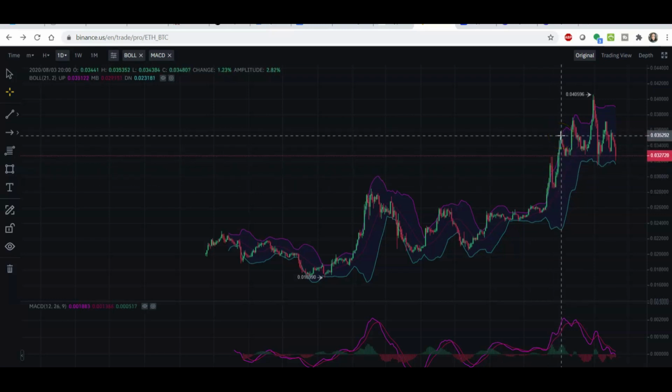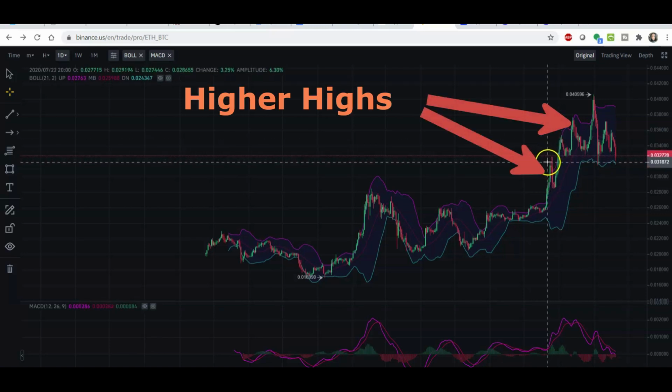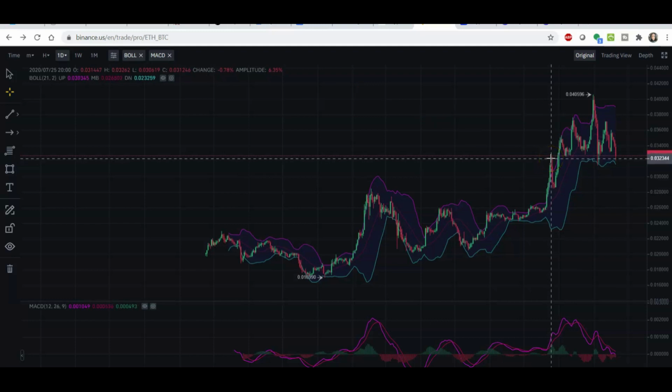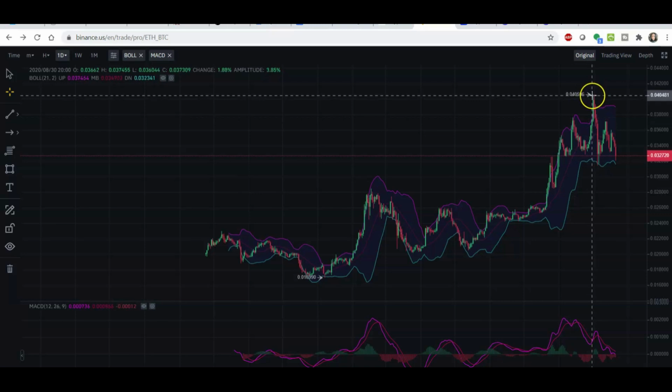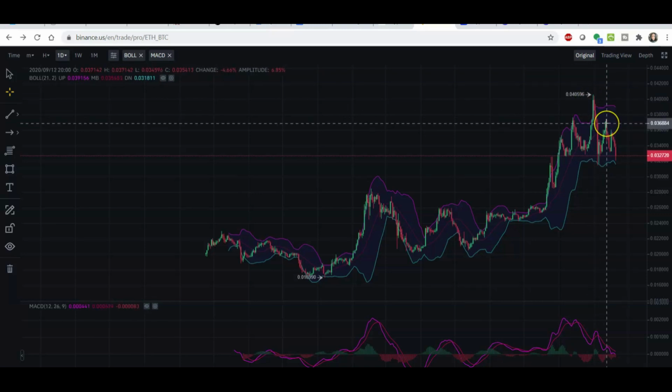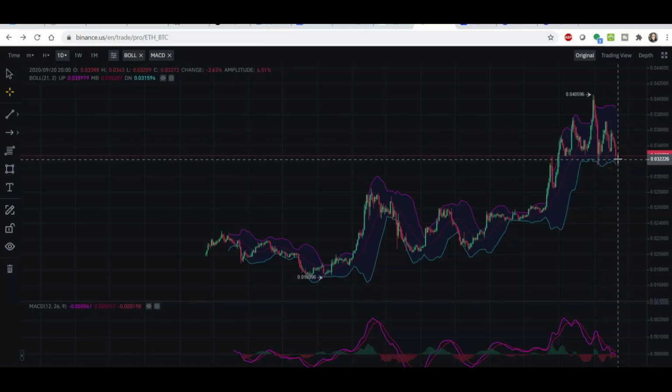So here we're hitting higher highs. So we're hitting highs that are higher than the previous high. Another higher high and another higher high. Now here we have a lower high, and this is what's going on as of today.